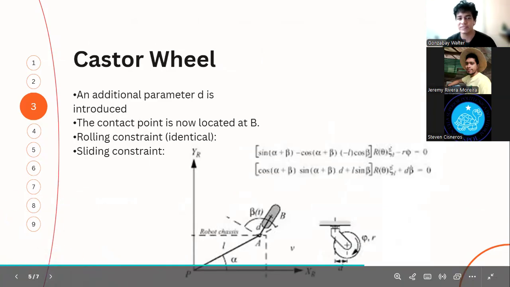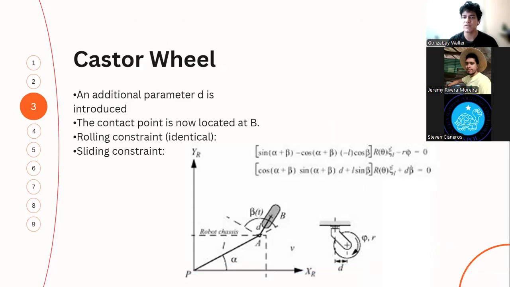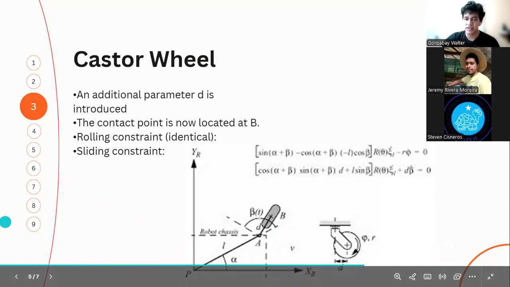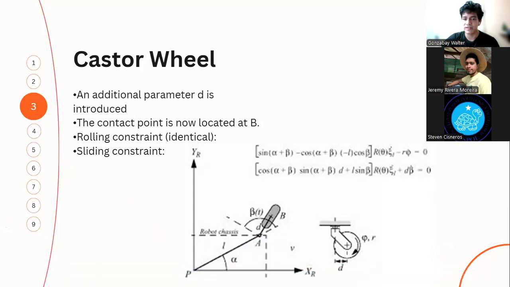And this slide shows the caster wheel, which is commonly found in small mobile robots. Just like the steered wheel, it can rotate around a vertical axis, but in this case, the axis doesn't go through the contact point with the ground. Because of that, a new parameter d is added to represent that offset distance. The rolling constraint remains the same, but the sliding constraint now includes d and the term related to the caster steering rate.